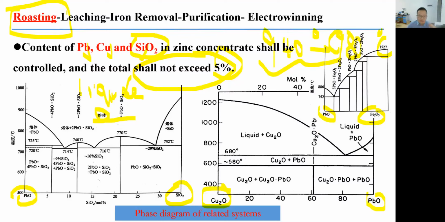Because we are producing calcine which can be easily leached, the amount of liquid should be well controlled, and the formation of liquid is determined by those impurity components. So we have to set a limitation or requirement for those impurity elements.